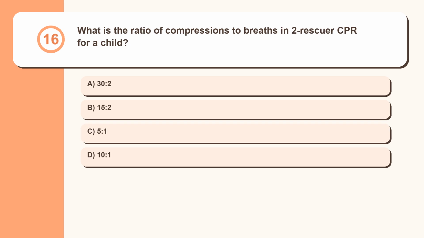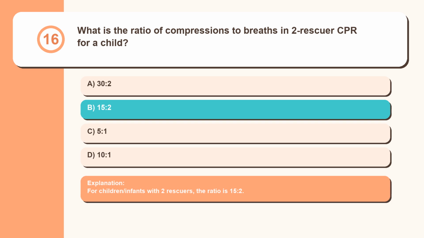Question 16. What is the ratio of compressions to breaths in 2 rescuer CPR for a child? 30:2, 15:2, 5:1, 10:1. For children and infants with 2 rescuers, the ratio is 15:2.